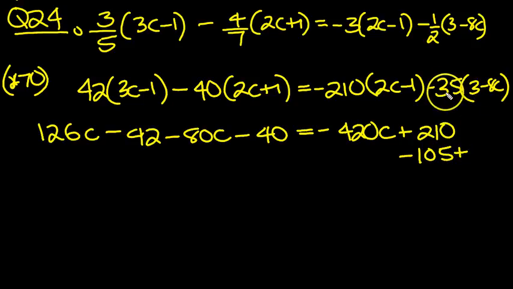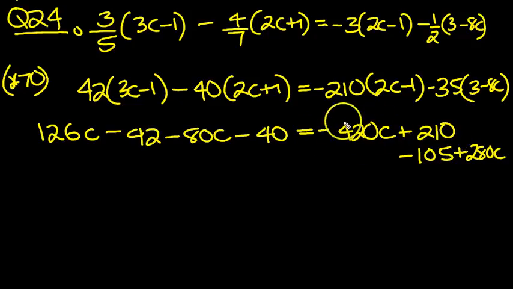And then the last term, minus times a minus is a plus. 8 35s, or 8 30s are 240. And 8 5s are 40. 240 and 40 is 280. So it's 280c. Now, let's be careful here.